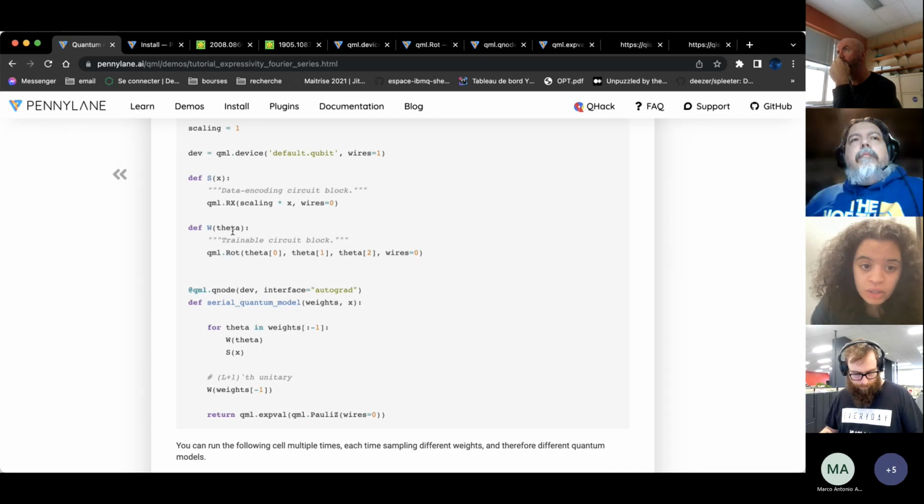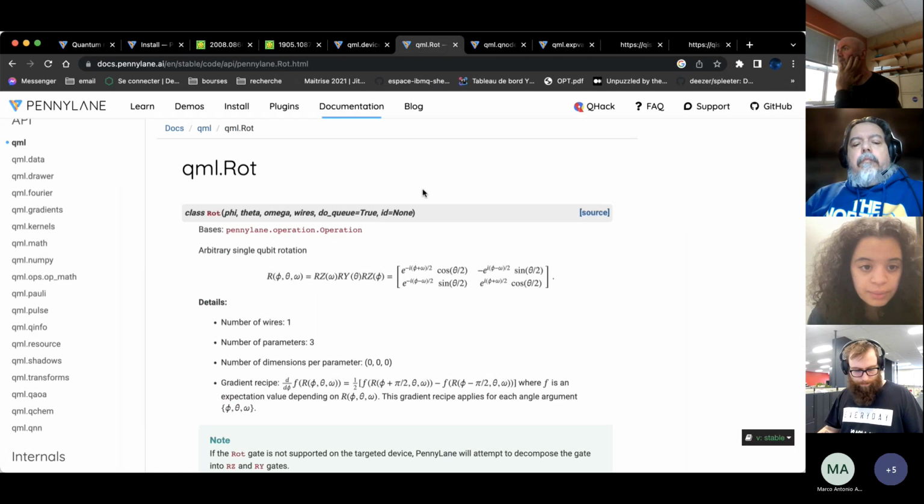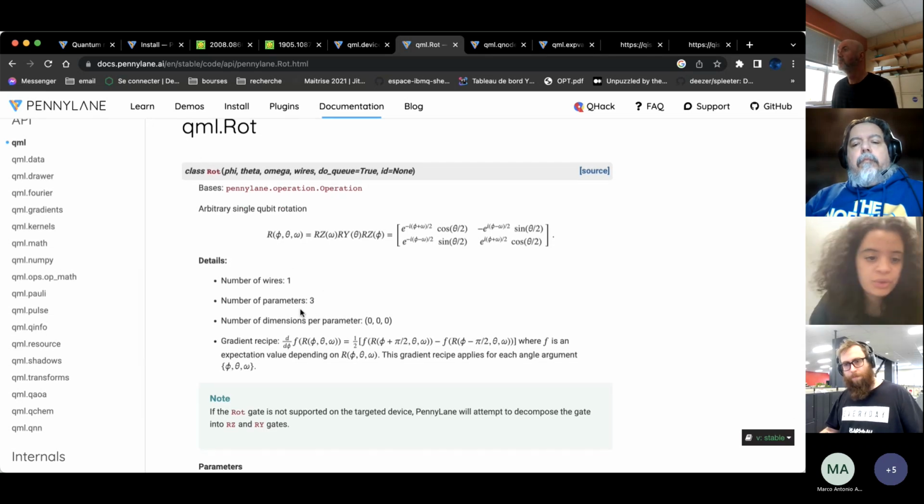And then they define a W block, a trainable circuit block, by calling the Rot gate with 3 different thetas and specifying that we want this on the 0 wire, so basically on the first qubit. So here, wires is not the size of the wires, but the index of the wire. If we look into what QML rotation actually does, right here in the documentation, we can see that they implement Z rotation, Y rotation, and Z rotation according to the parameters that you've passed, which in matrix form gives us something that looks like this. Of course, when you go into the documentation, you can have the details of the gates, the wires that they are applied to, the parameters, etc.